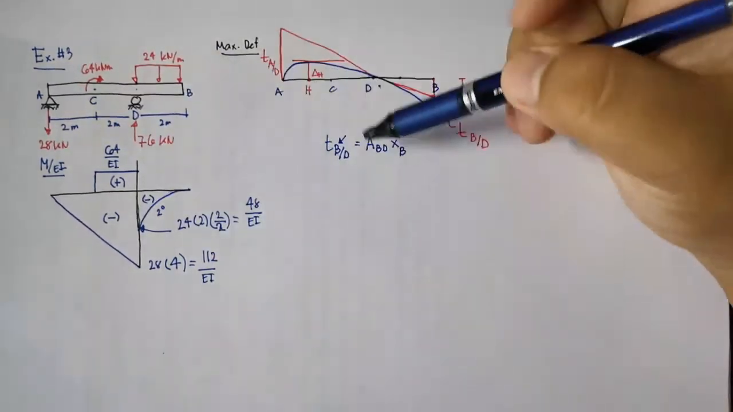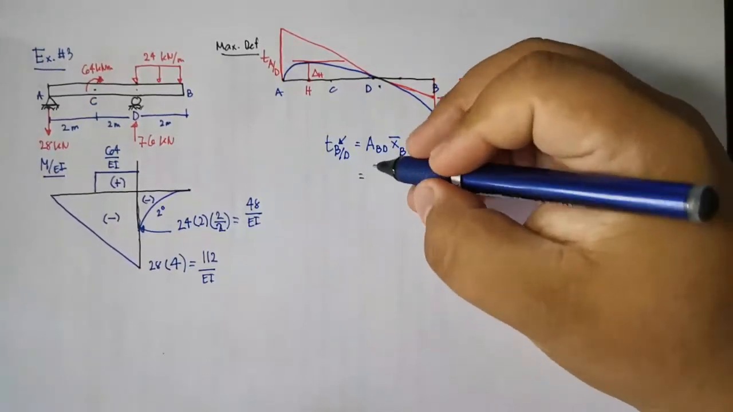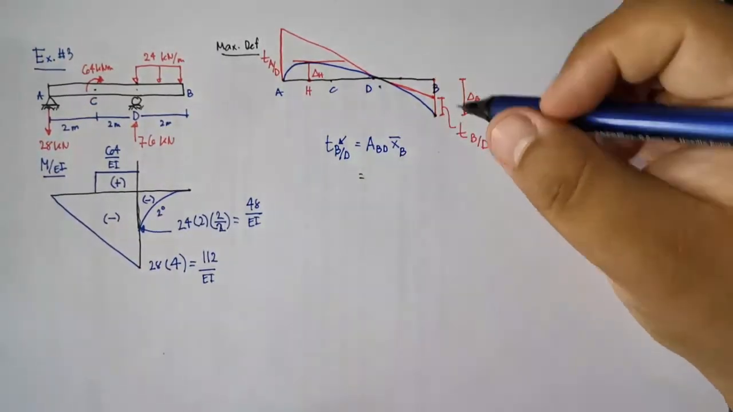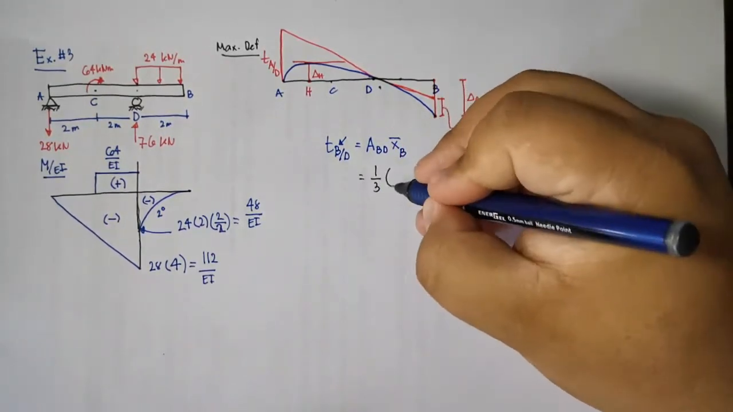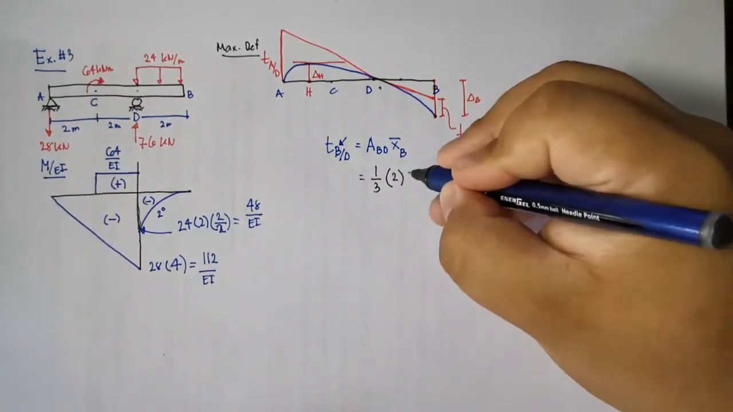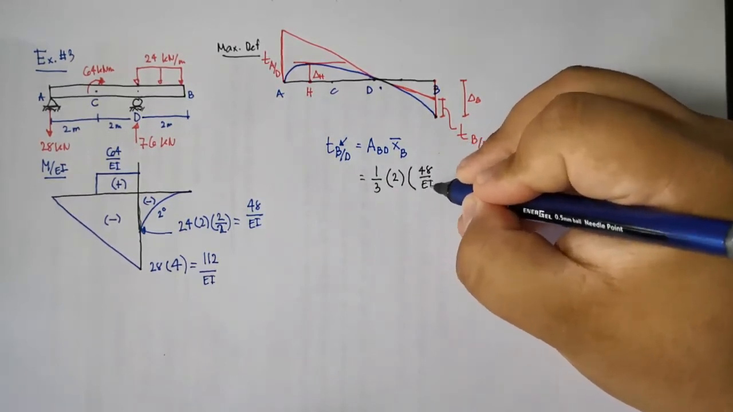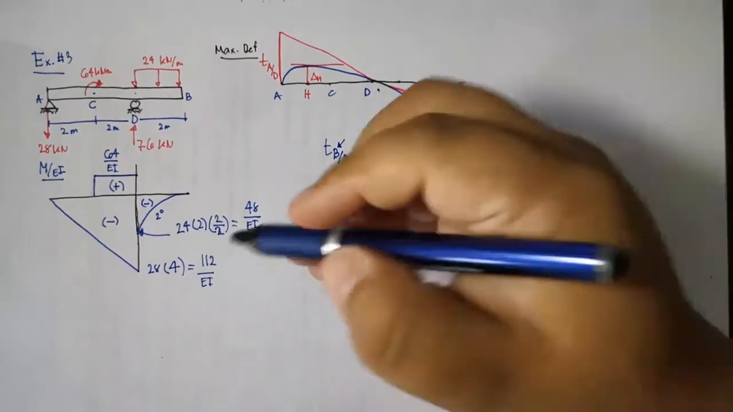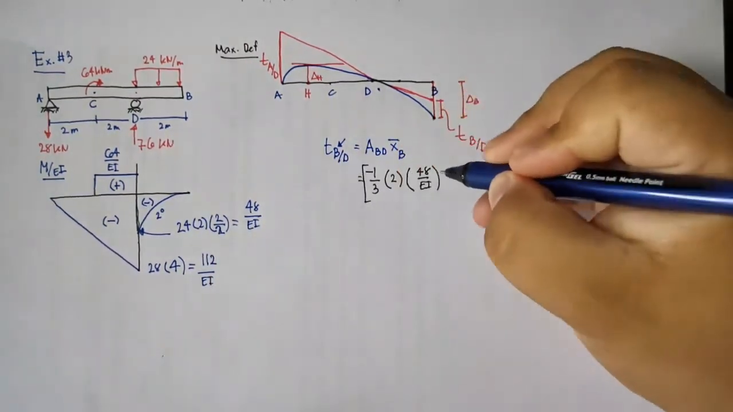Again, area BD is just this spandrel, a second degree spandrel. The area is 1/3 times the base, which is 2, times the height of 48 over EI. Don't forget that this area is negative. So, that is the area.